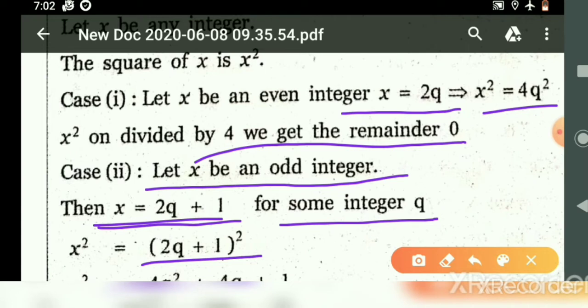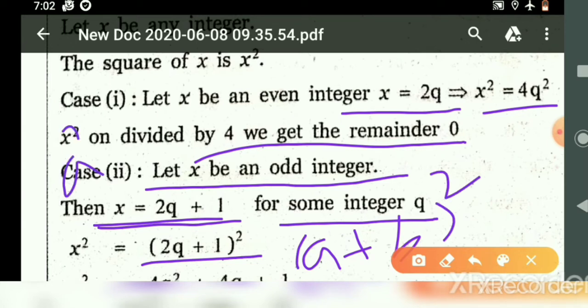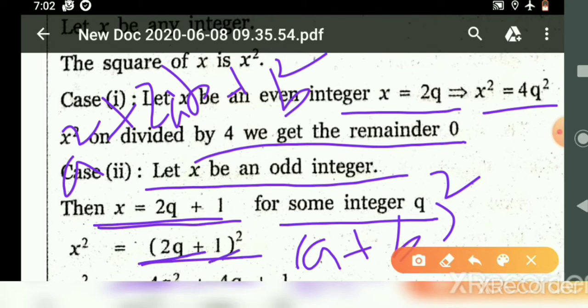So (2q + 1) the whole square, we apply the formula (a + b) the whole square. What is (a + b) the whole square? a square plus 2ab plus b square. What is a? a is 2q, b is 1. Then we write 4q square plus 4q plus 1.